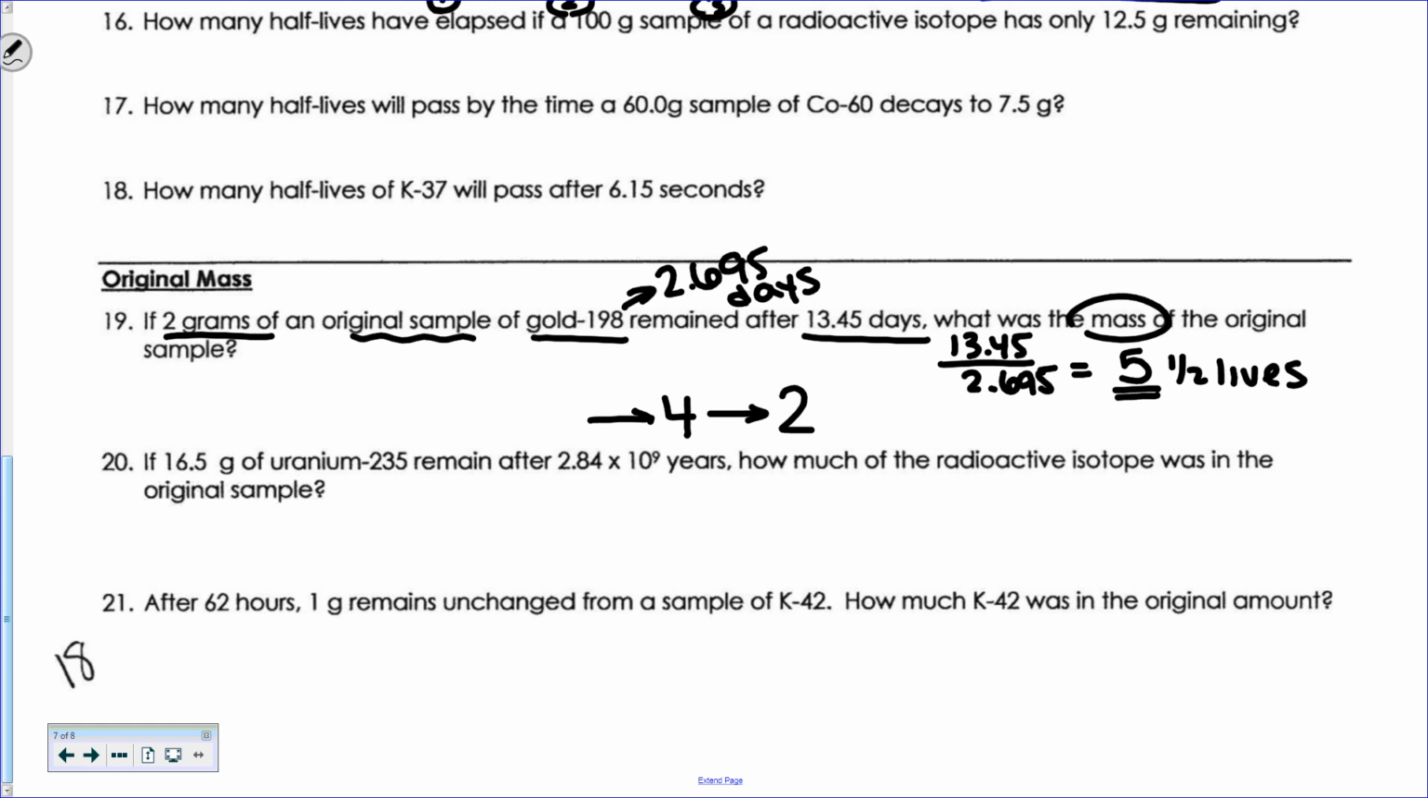Then double 4, it's 8. Double 8, it's 16. Double 16, 32. Double 32, 64. Double check that makes sense. 64 cut in half is 32. 32 cut in half is 16. 16 cut in half is 8. 8 cut in half is 4. 4 cut in half is 2. I went through 1, 2, 3, 4, 5 half-lives because 5 arrows. So 64 is my answer. Sometimes the original mass is tricky. You've got to work backwards.